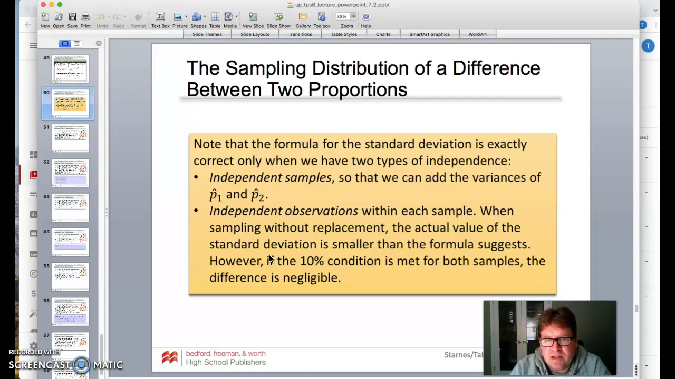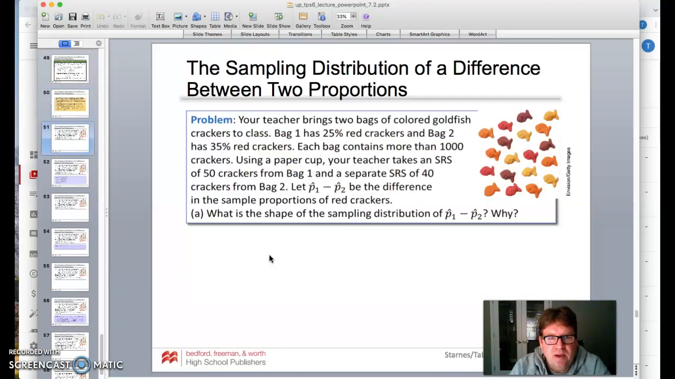It's got to be independent samples, so we can add the variances. And it's got to be independent observations within each sample. When sampling without replacement, the actual value of standard deviation is smaller than the formula suggests. So as long as that 10% condition is met, then that difference really isn't important. So we're okay. We've talked about that many, many times now. All right, so here we go.